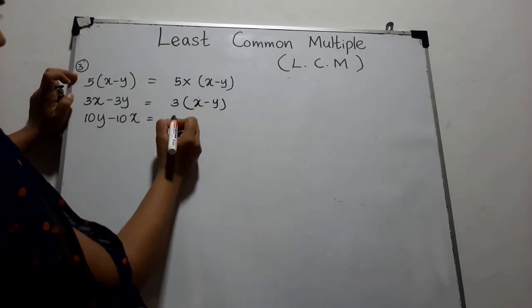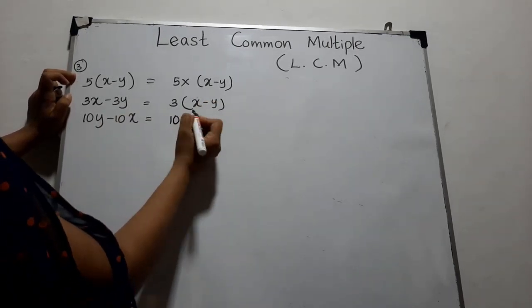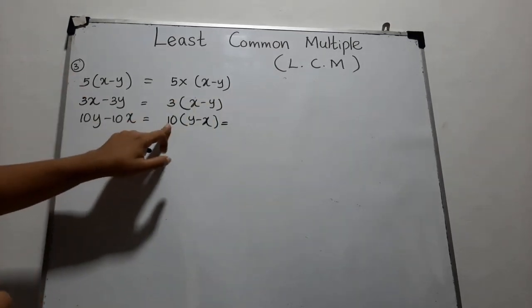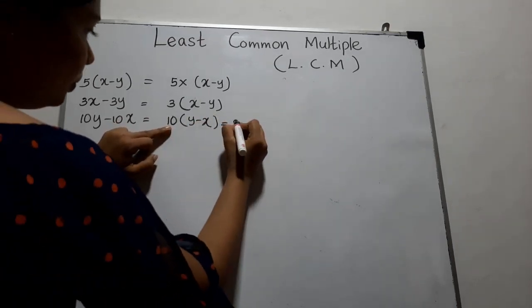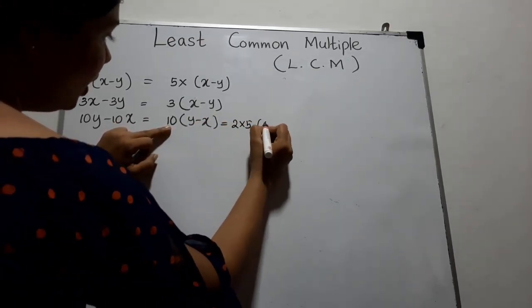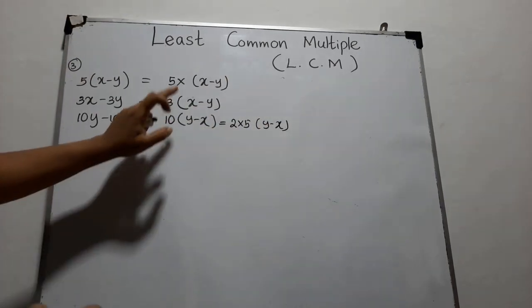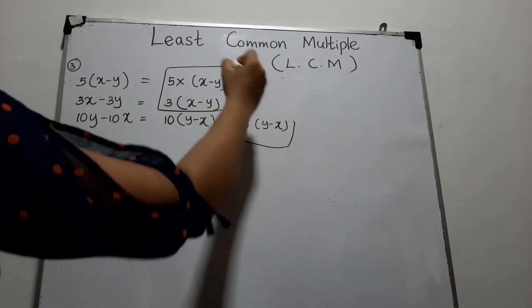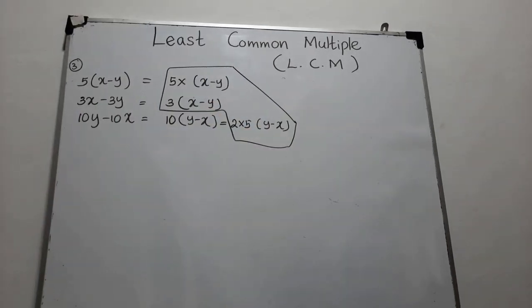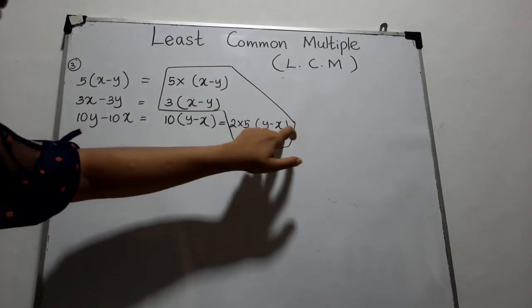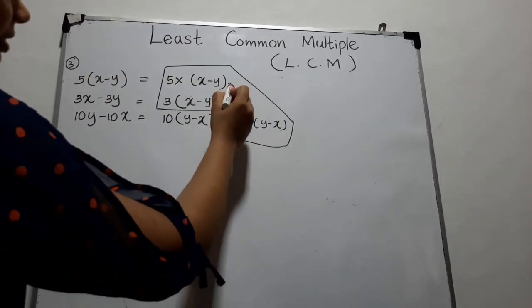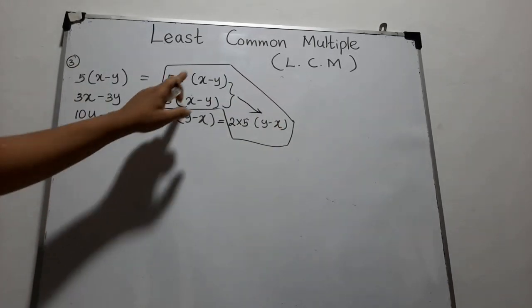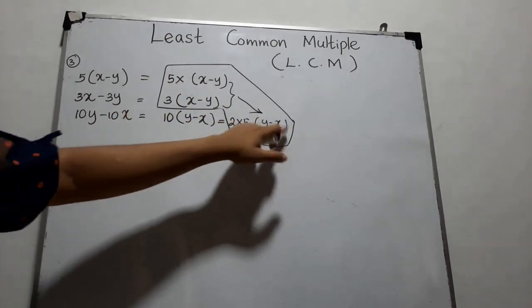Here, we can take 10 out of brackets. 10 times y minus x. Here you can see, again we can factorize 10: 2 into 5 into y minus x. Now we have to do our calculation with these three expressions. Here, x minus y, y minus x. You can see there is a relation like this.